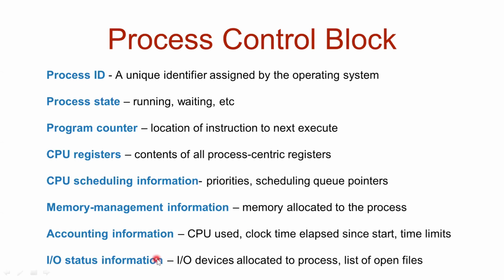Accounting information. Accounting information includes CPU used, the clock time elapsed since start, and time limits. IO status information. IO status information corresponds to, say, the list of any open files used by a process, any other device information, and so on.